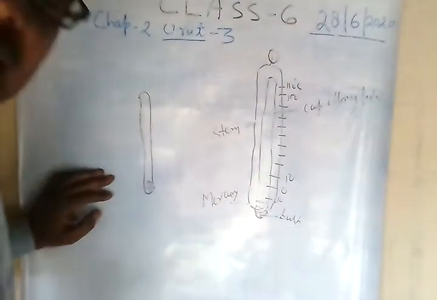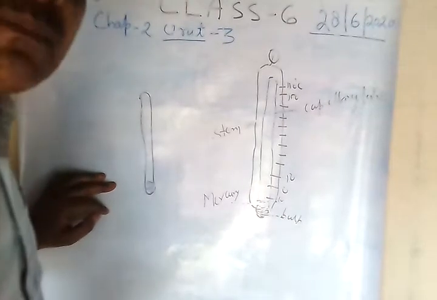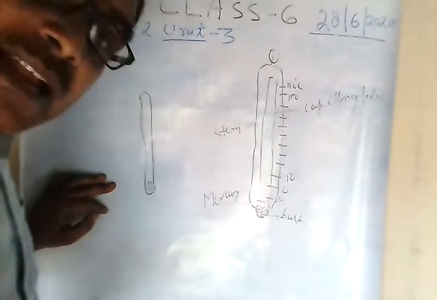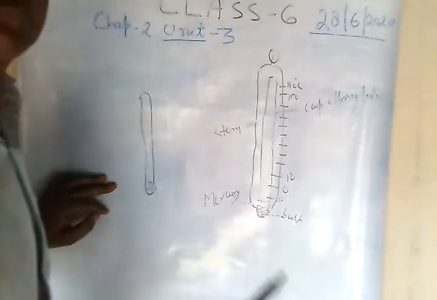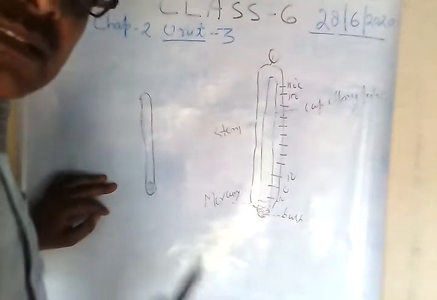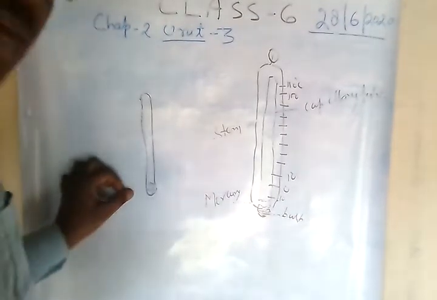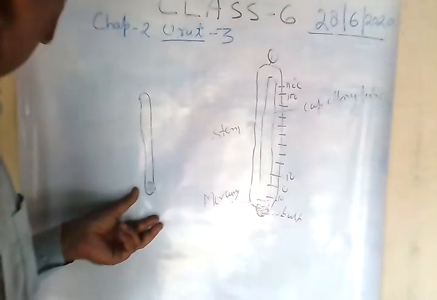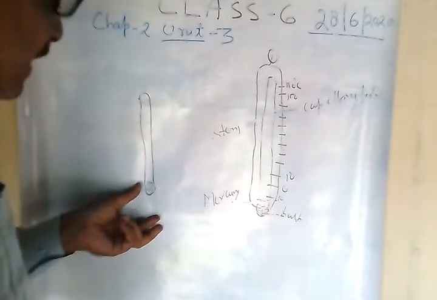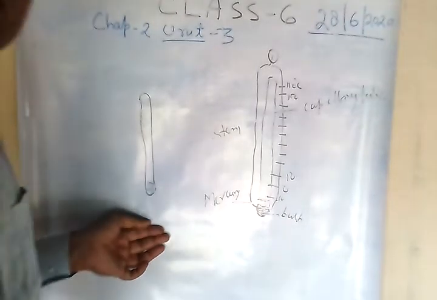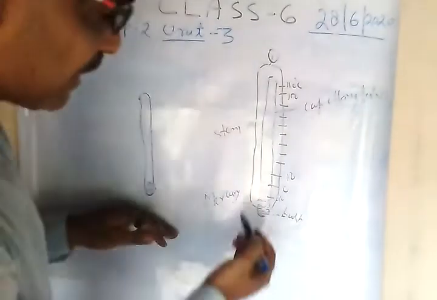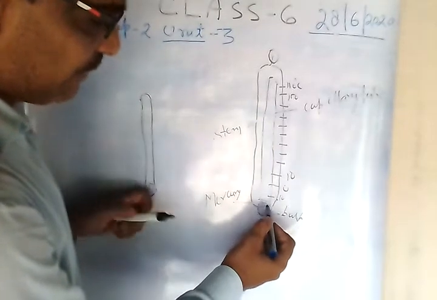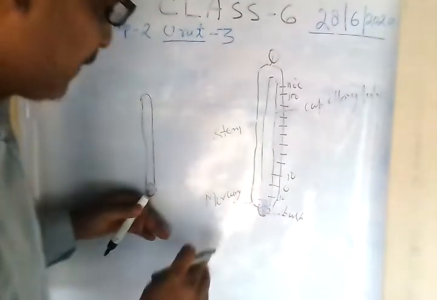Why are we taking mercury in the thermometer? Mercury is a metal, so mercury expands on heating and contracts on cooling. By this property, we can use mercury as the thermometric liquid. This is the bulb of a thermometer, and here we take the mercury.